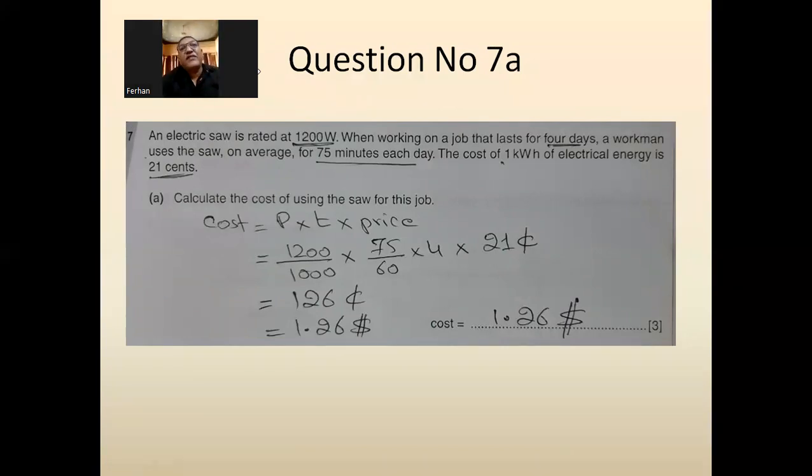The time is 75 minutes, so divide by 60 to convert it into hours, and it was used for 4 days. Then you multiply with the price, which is 21 cents for each kilowatt hour. You just enter these values in your calculator and you will get 126 cents. So the total cost of using the saw for 75 minutes each day for 4 days will be 126 cents. In dollars, it will be $1.26. So the final answer is $1.26. And I hope you understand.